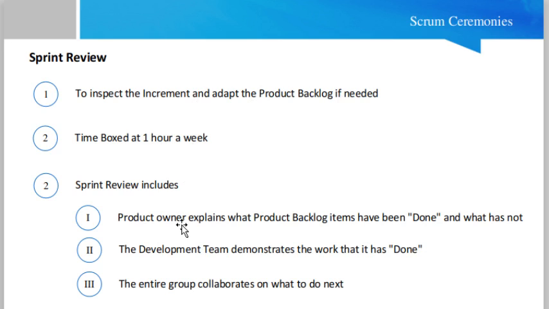Sprint review includes the product owner explaining what product backlog items have been done and what has not, and the reasons it's not done. The development team demonstrates the work that it has done. The entire group collaborates on what to do next. So the whole team, the product owner, the Scrum team, the Scrum Master, they are all discussing and participating in what should be next from here.